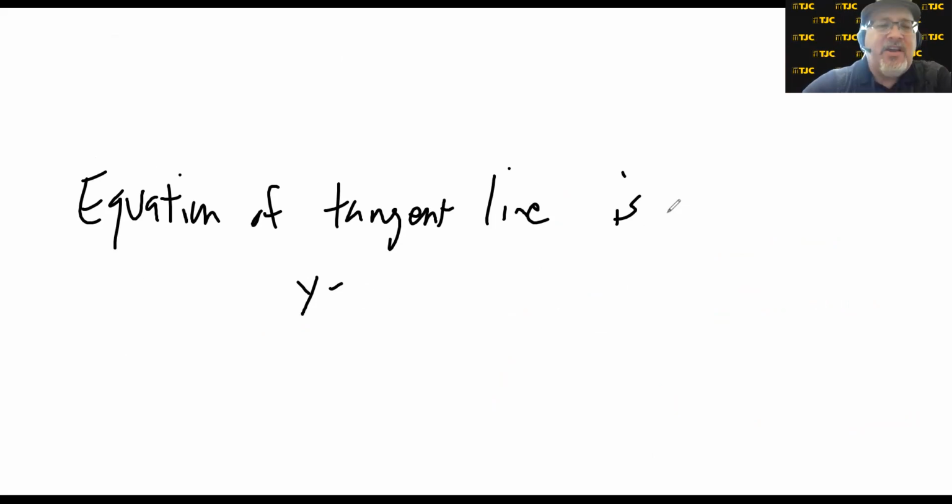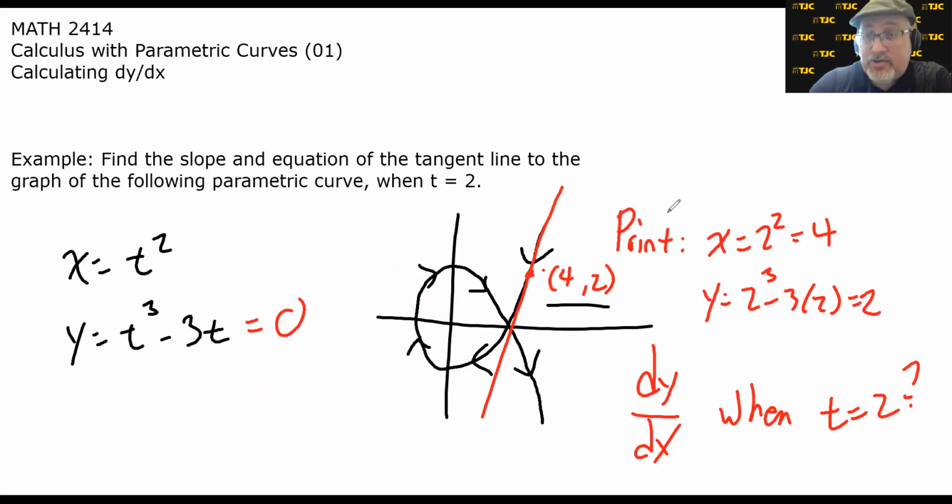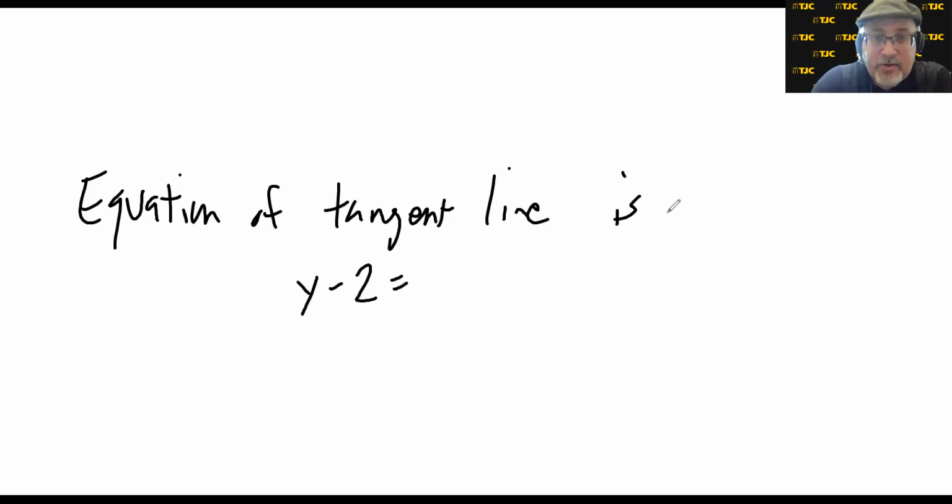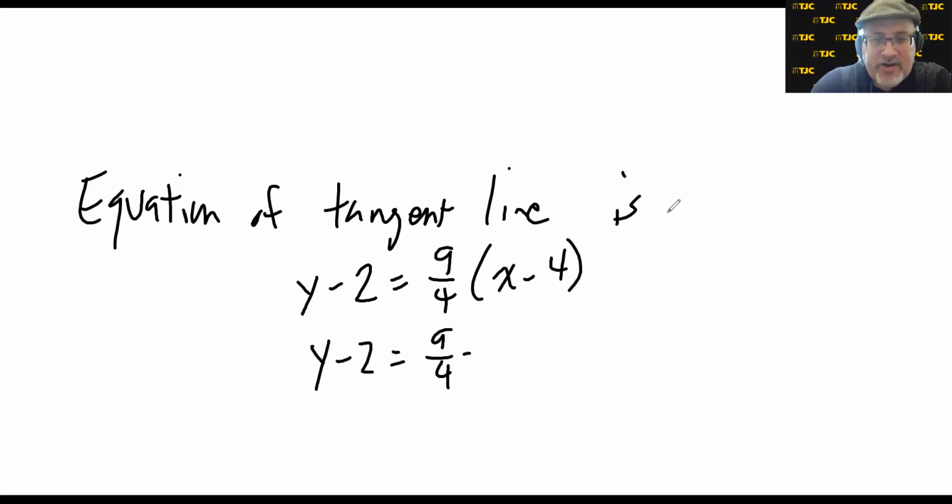The equation of the tangent line is y minus the y-coordinate, and the y-coordinate of the point was 4, I believe. No, it was 2. Equals the slope, which was 9/4, times (x minus the x-coordinate), that was 4. And if we wanted it in slope-intercept form, we could just distribute to get y minus 2 equals 9/4 x minus 9, because the 4's cancel, and then add 2 to both sides. y equals 9/4 x minus 7.